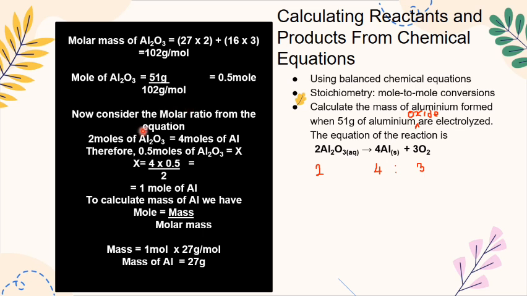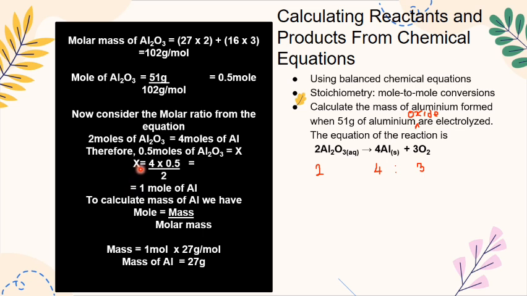So that's why we have to first of all calculate the mole of aluminium oxide in relationship to this 51 grams. So we now have 51 grams divided by the molar mass of aluminium oxide, and that will give us 0.5 mole. So it simply means that we have 0.5 mole of aluminium oxide. Now consider the molar ratio from the equation.